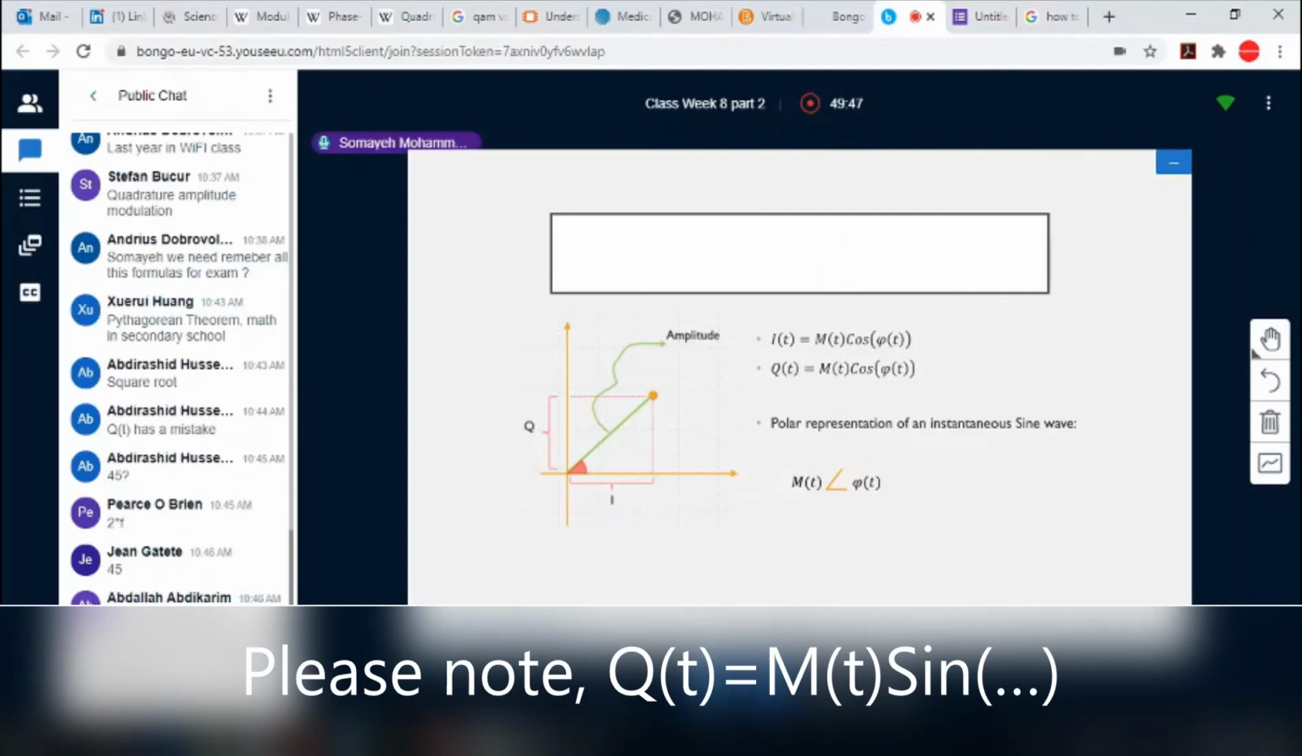I want everyone to type this in Google: how to convert sine to cosine, and see what comes up. The answer is not 45. I want you to find out what is the angle that should be added to a cosine to convert it to sine, or vice versa.